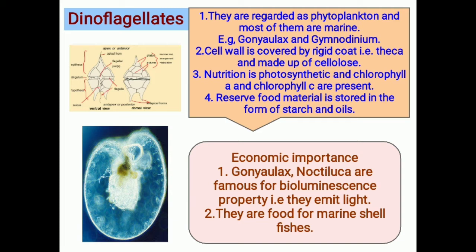Along with that, the nutrition type here is photosynthetic in nature. As they are autotrophic, they have the photosynthetic mode of nutrition. And here the two important pigments for the purpose of photosynthesis are chlorophyll A and chlorophyll C. Similarly, the reserve food material in case of such organisms or cells is in the form of starch, and they also store some kind of oil.